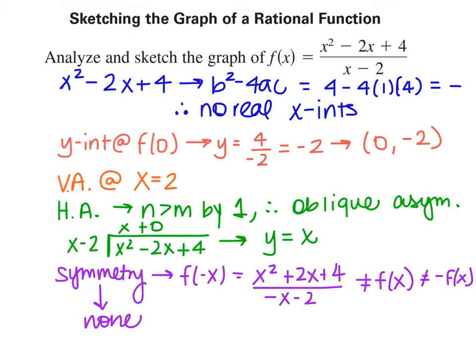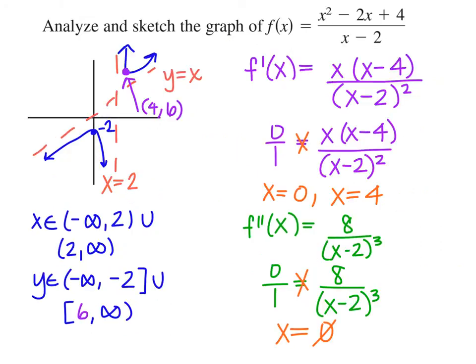I notice that for my horizontal, n is 2 and m is 1, so that means that when n is greater than m by 1, it's an oblique asymptote. I need to divide. So I find x plus 0, or y equals x, is my slant or oblique asymptote. And then I try to test for symmetry, and I plug in -x, and it doesn't equal the original f of x function or the negation of the original, so there's no symmetry here.